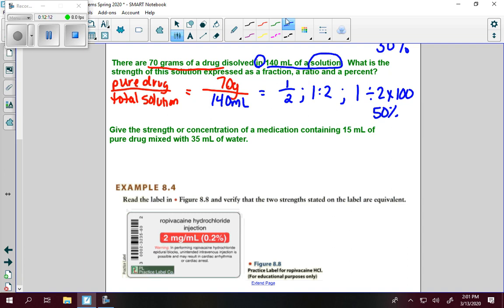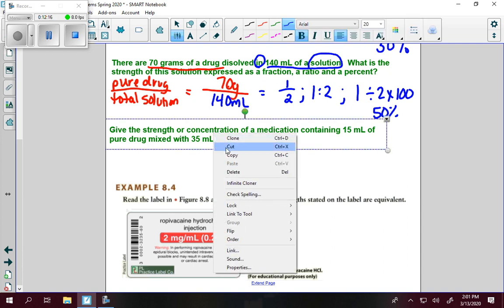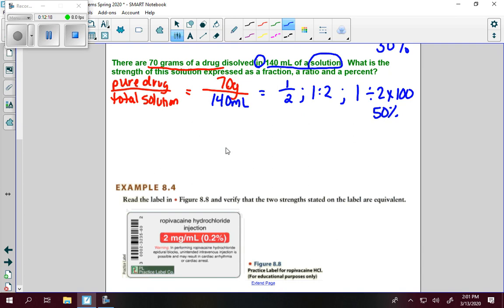Give the strength or concentration of medication containing 15 milliliters. Oh, we just did that one. Perfect. I'll cut that right out for you. That was easy. All right.